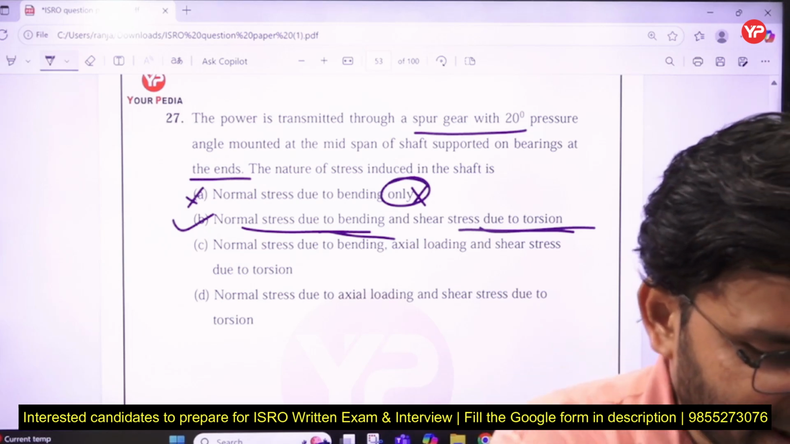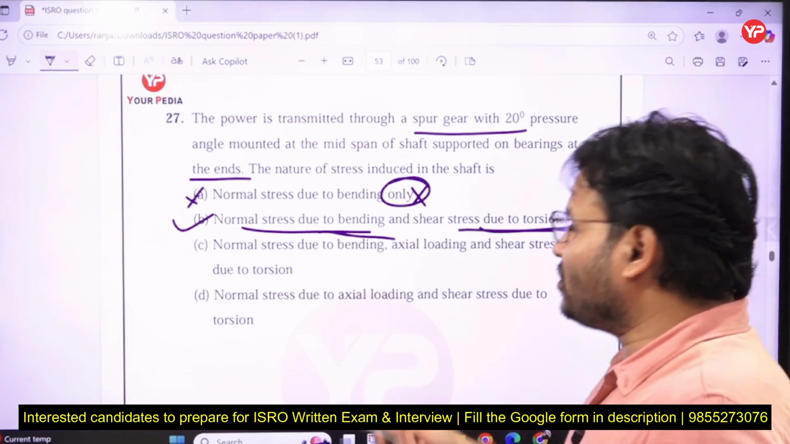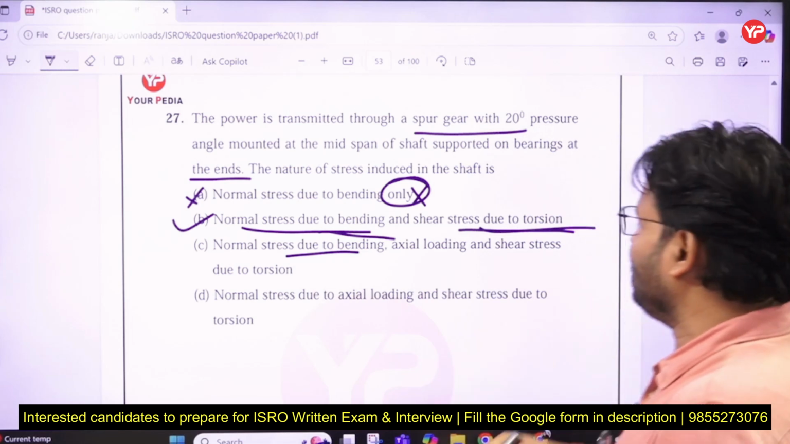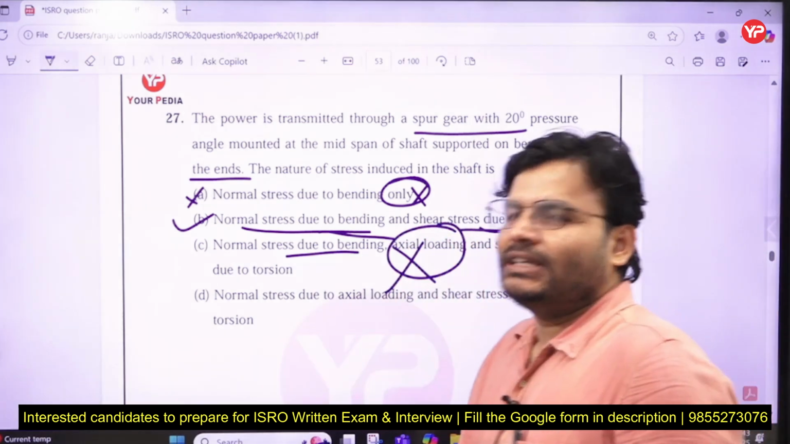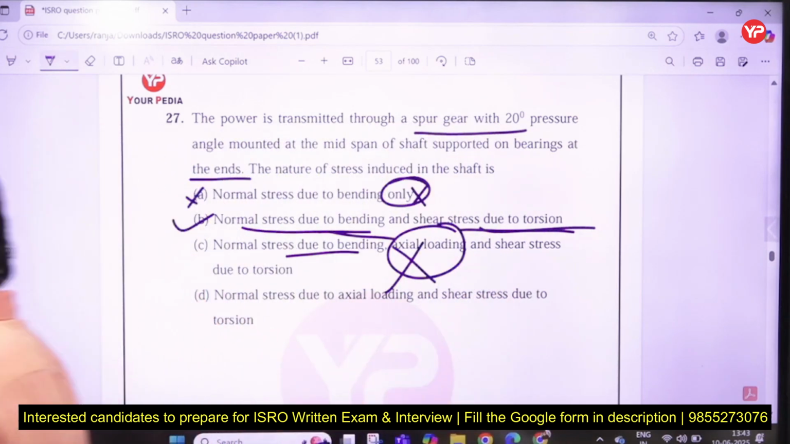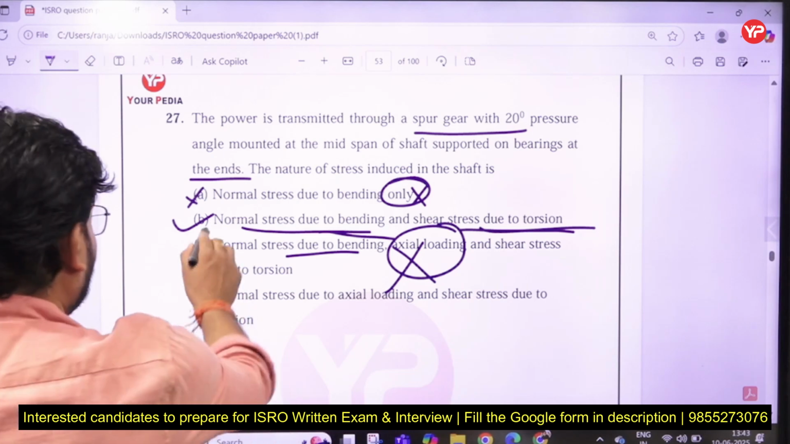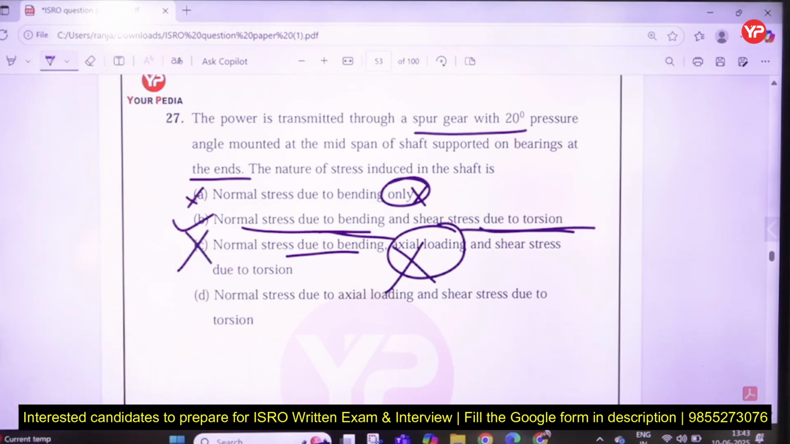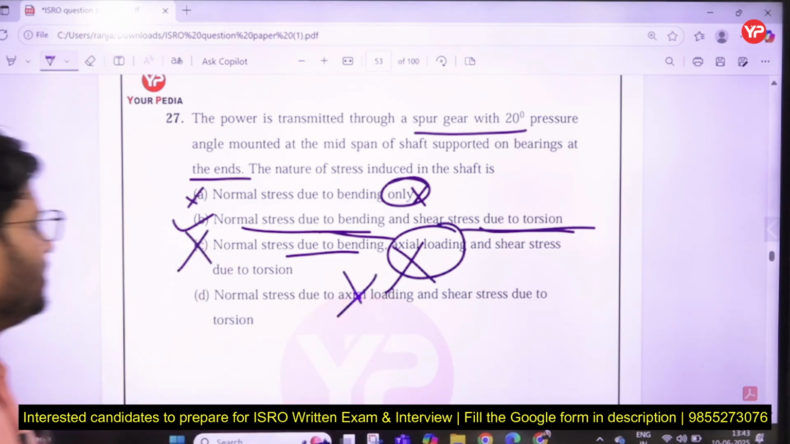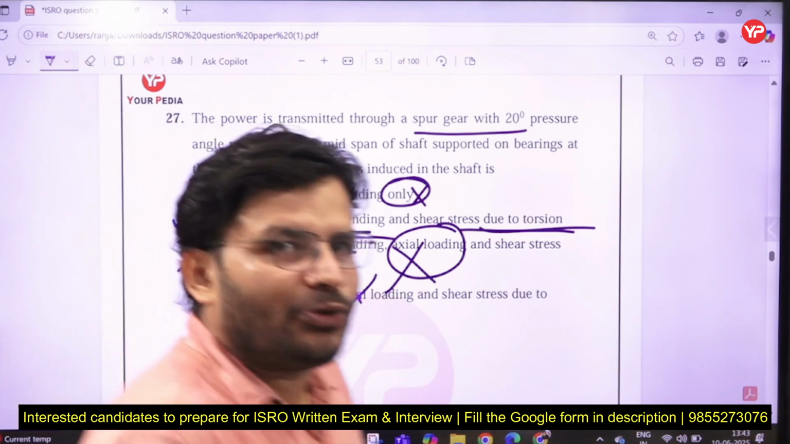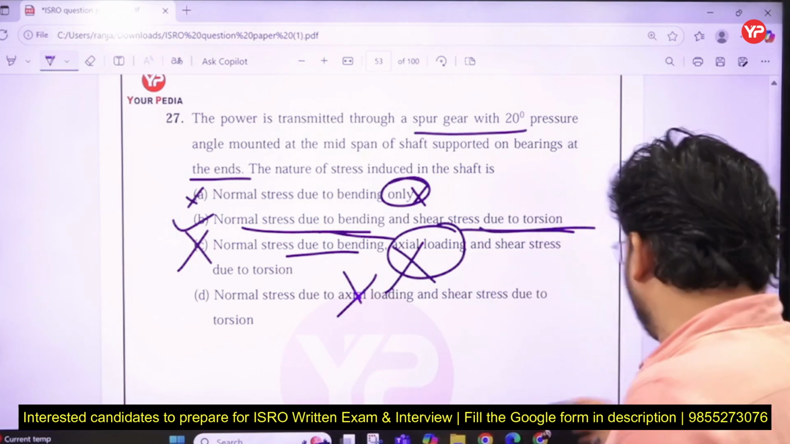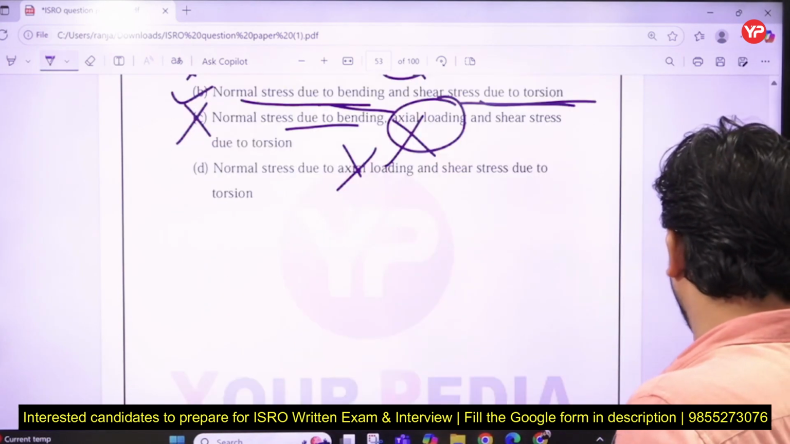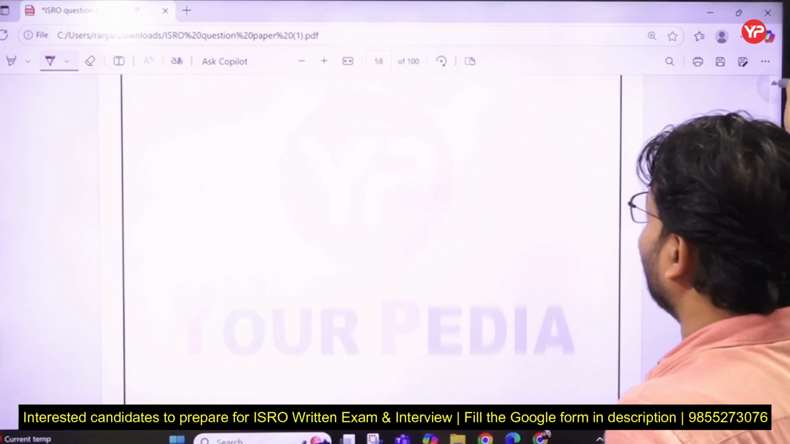So here, what will be the answer? Option C, normal stress due to bending, axial and shear stress. No, axial stress is not going to occur in the case of a spur gear, my dear friends. So it cannot be the answer. Axial loading is nothing, so leave that. So the correct answer will be what, my dear friends? B for Bombay is the right answer. Fine. So you have to remember that thing, my dear friends, otherwise you will find difficulties.